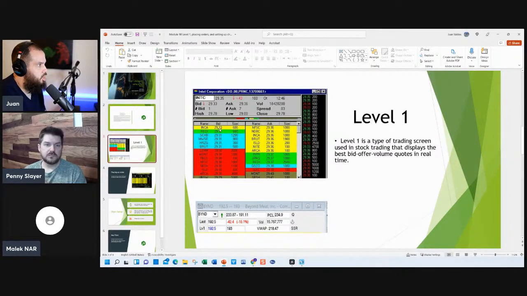So if I'm thinking about jumping into this stock, INTC, right now, just looking at this level 2, would you buy, Penny Slayer or Malik? Would you buy this stock at 29.36? No. Probably not. They would probably need a lot more information, but just quickly glancing at this, they probably wouldn't feel too comfortable jumping in at 29.36 because this guy's selling 1,000 shares at that price.